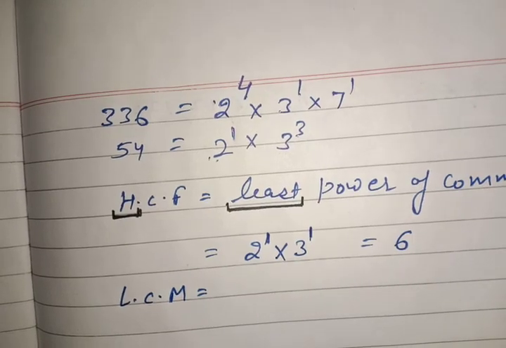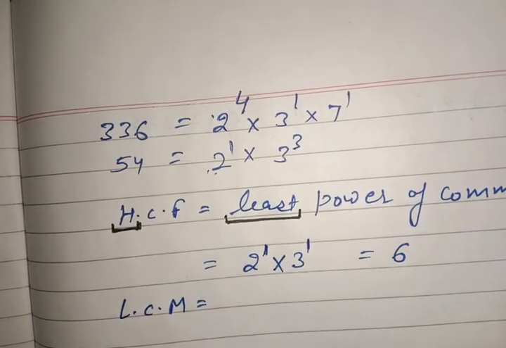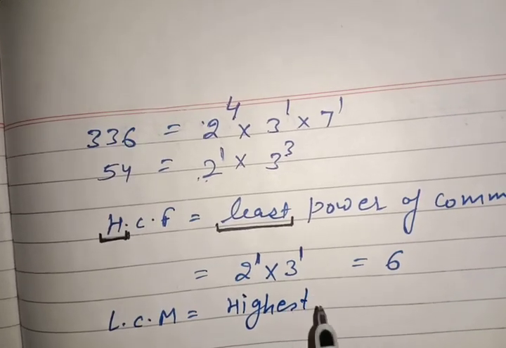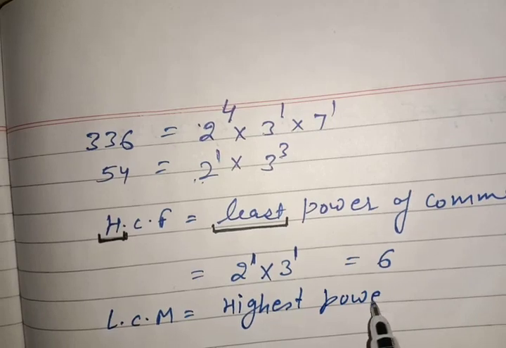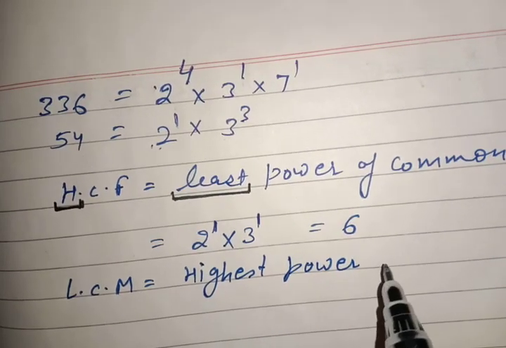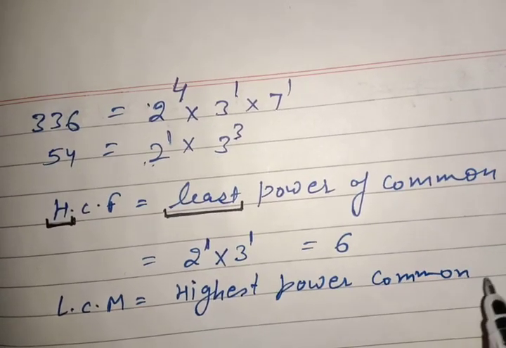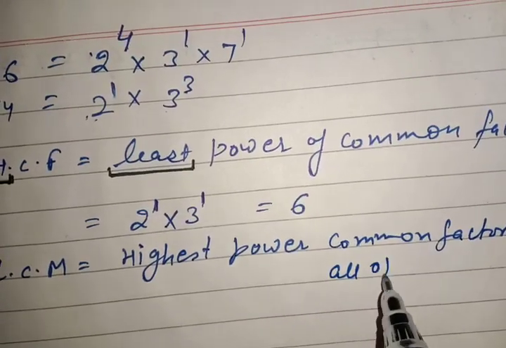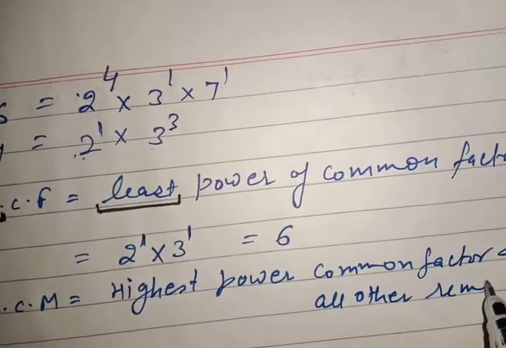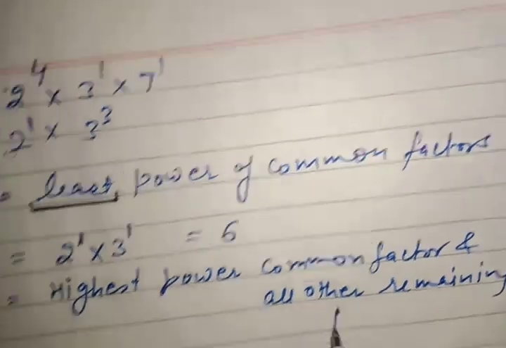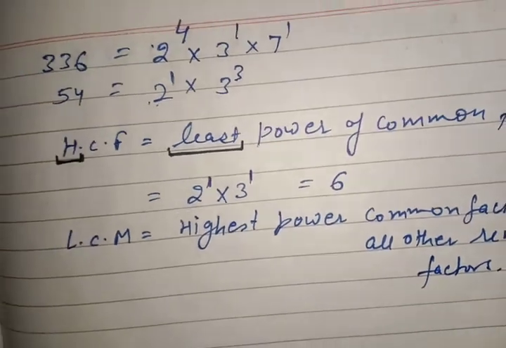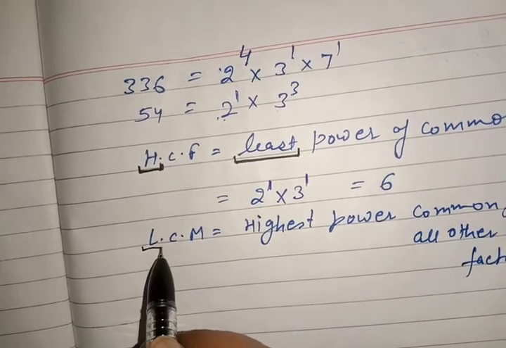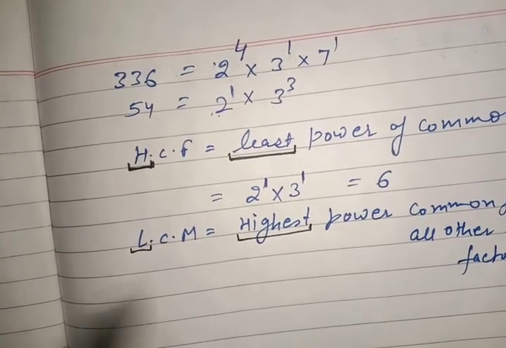LCM here, the meaning of this L is least, but what you will see is the highest power, or you can say higher power, or highest power of common factors and all other remaining factors. All other remaining factors you will take. L means least, and we will consider its opposite, highest.